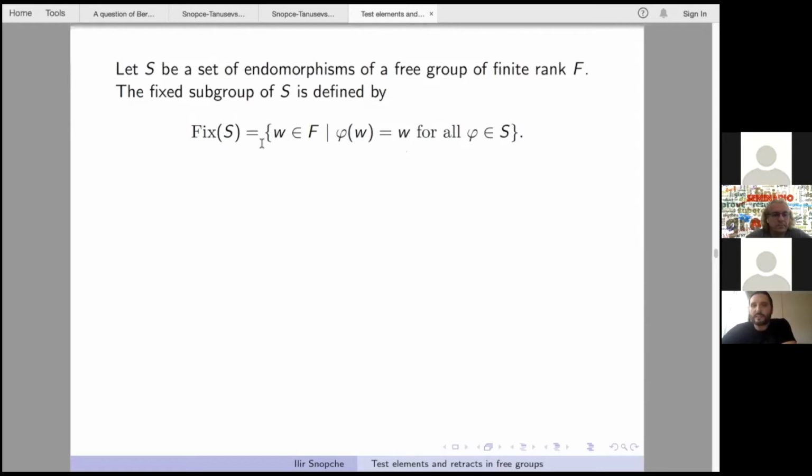was initiated basically, I think, in 1975 by Scott and Dyer. They proved some interesting results at that time. But basically this line of research, in particular bounding the rank of these fixed subgroups of S, was a very active area in the 80s and 90s, where people obtained many interesting results in this direction.